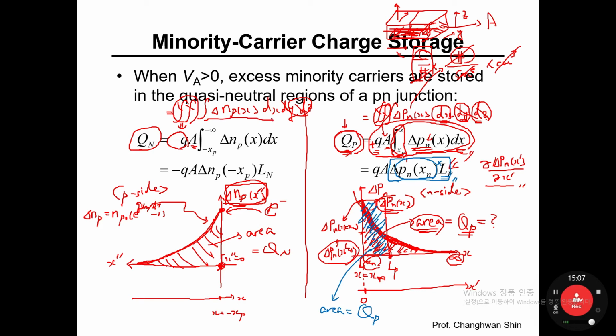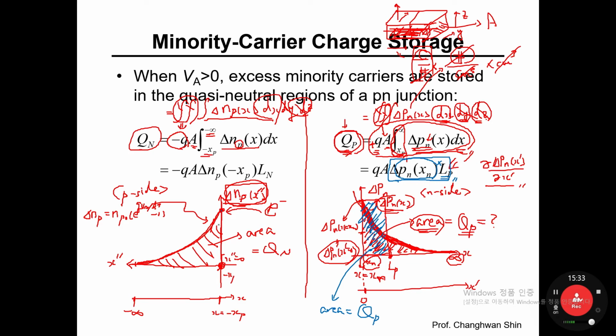And here along the x direction means from minus xp right here to what? Yeah, minus infinity. So from minus xp to minus infinity, we should sum up all the excess electron concentration in the quasi p-side quasi-neutral region. So as we have done, let's switch the color.